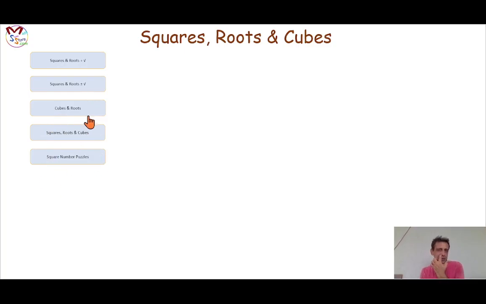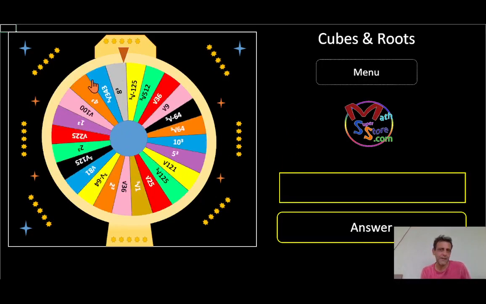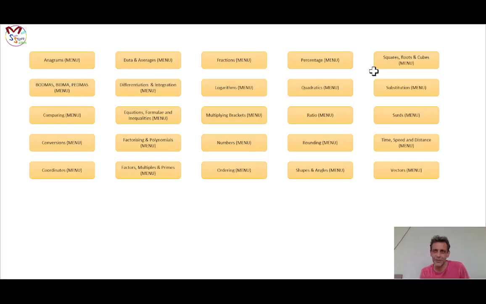And square number puzzles, and we've got squares and cubes and roots. We'll see they're all cube numbers, or roots. Oh no, and it's roots. I'll just make sure there. Okay, so we've got the menu: squares, roots, and cubes.